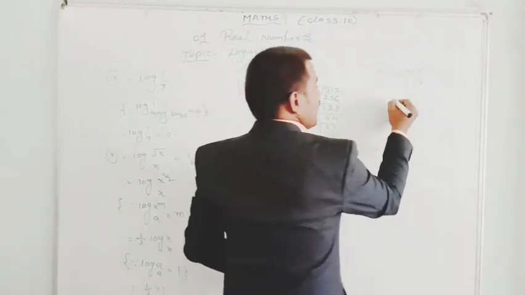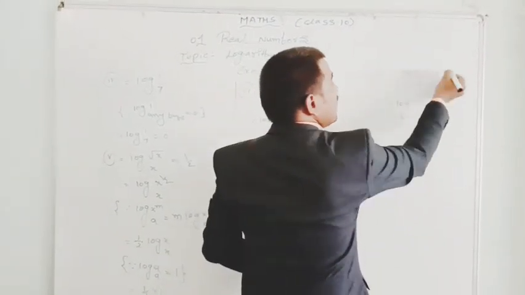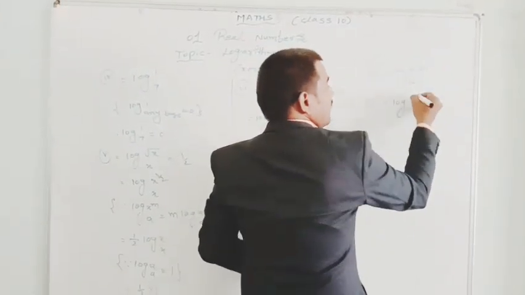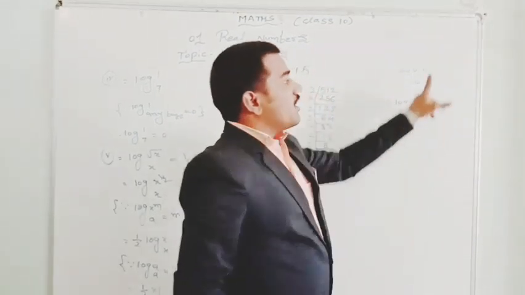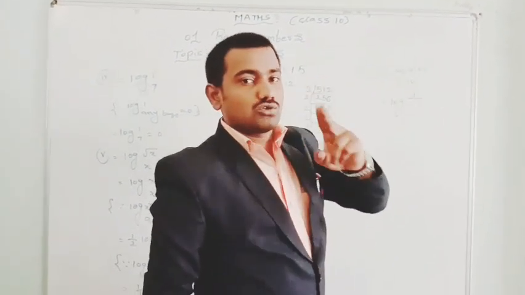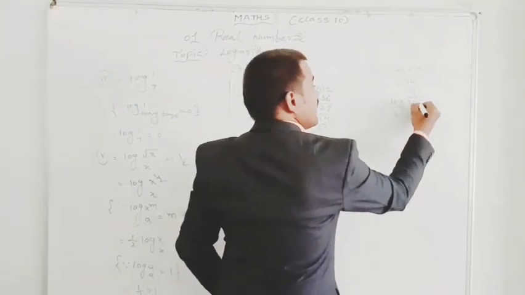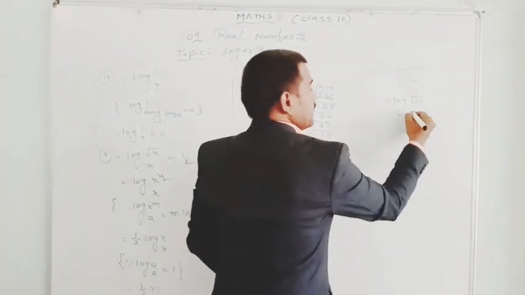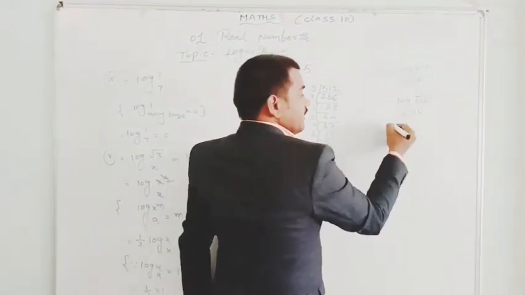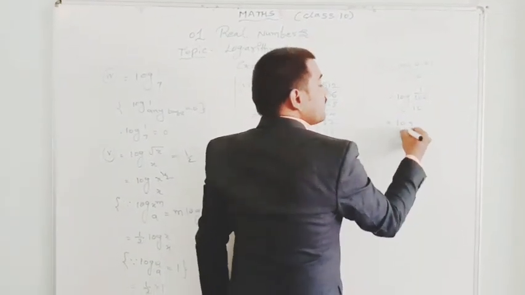So let's go for that and we'll change this decimal into a fraction. 0.01 value is what? First you write the number, what is there here? 1 by. After the decimal point, how many digits are there? 2 digits. So it will be 1 by 100. And here very easy, that is 1 by 100, log 1 by 100.